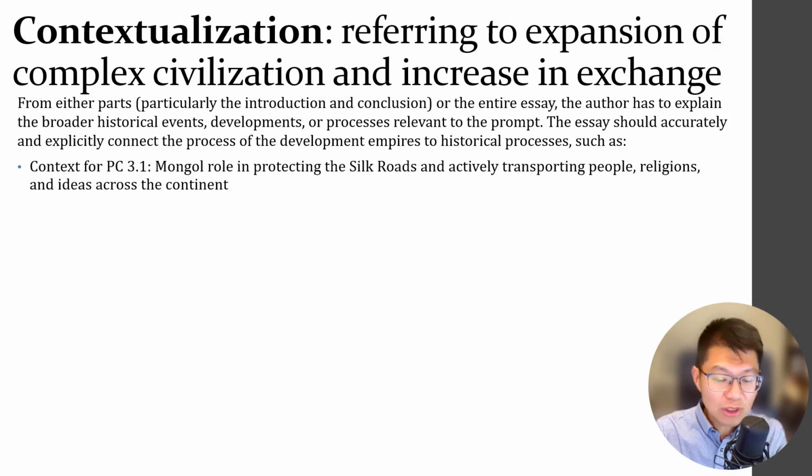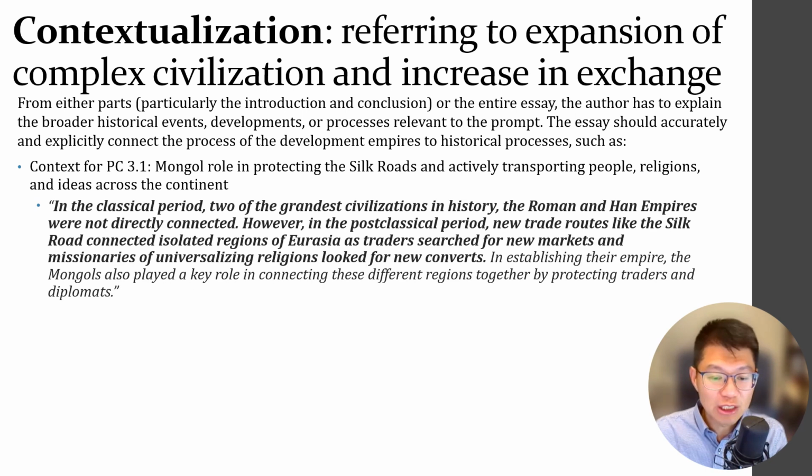So if they're addressing, say, for example, in their claim, the Mongol role in protecting the Silk Roads, you can sort of introduce that idea in explaining your context. For instance, this reads: in the classical period, two of the grandest civilizations in history, the Roman and Han empires, were not directly connected. However, in the post-classical period, new trade routes such as the Silk Roads connected isolated regions of Eurasia as traders searched for new markets and missionaries of universalizing religions looked for new converts. Okay, so that would be an example.